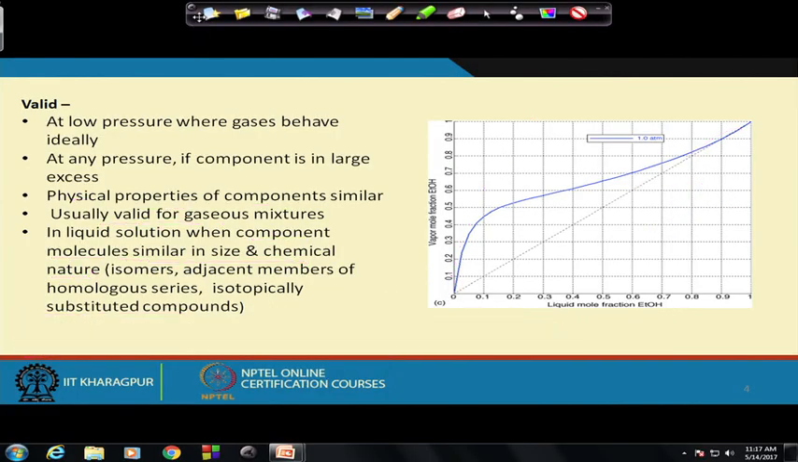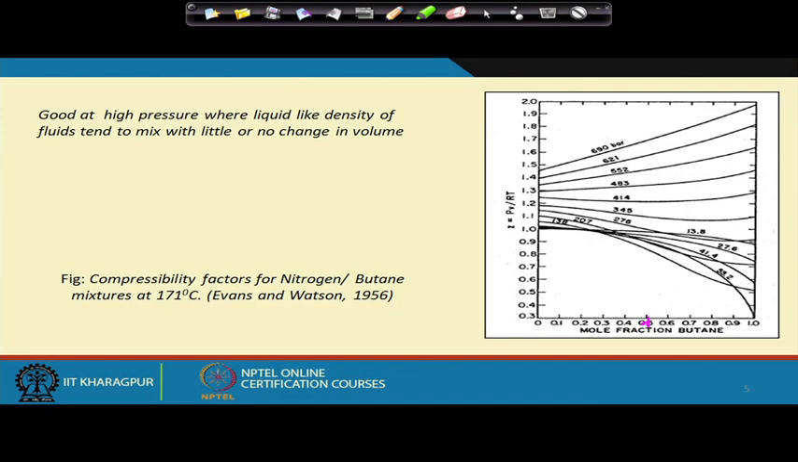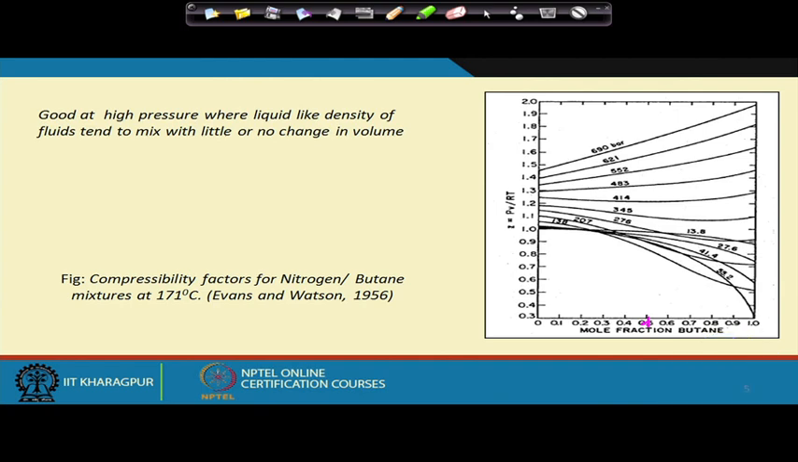So, let us discuss the properties of the ideal solutions before we proceed. There is one interesting thing that I would like to say. Usually we feel that when the gas is at higher pressure, where it exhibits liquid-like density, the fluids tend to mix with little or no change in volume. That is quite evident. So, we are always tempted to think that when the gas is at high pressure, it should be obeying the Lewis-Randall rule, and therefore we can apply the Lewis-Randall rule for gases at high pressure.